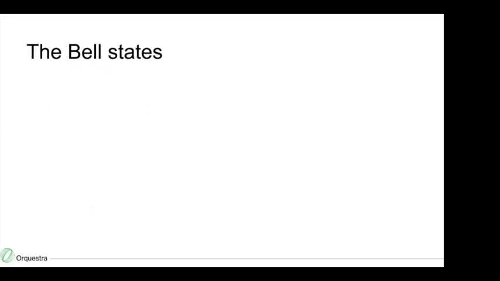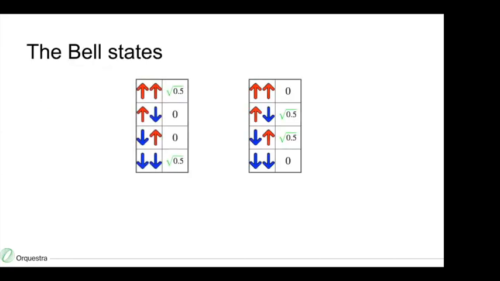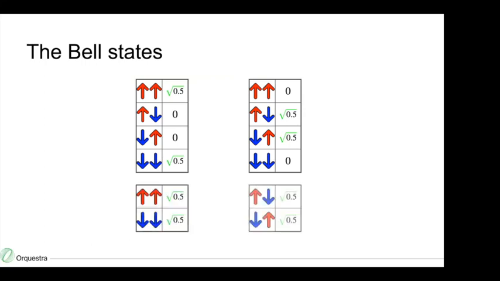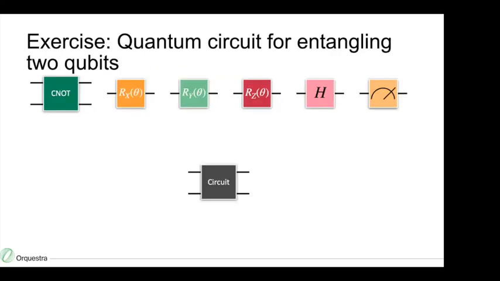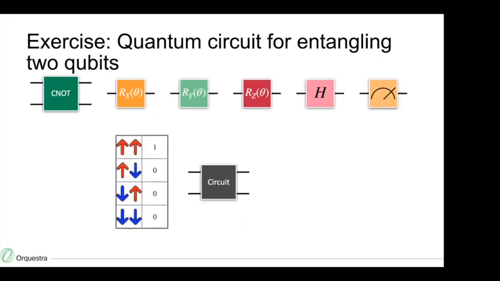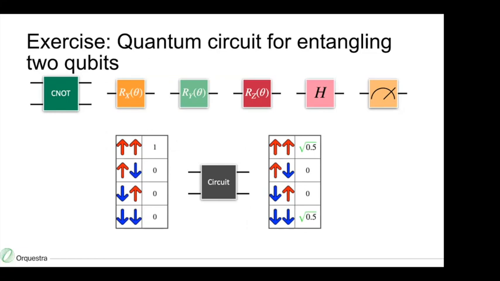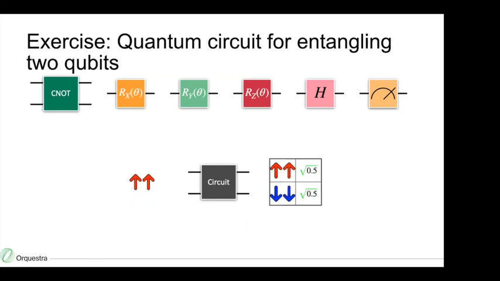So now we have the Bell states, if you remember. They are the fully entangled states. It's either an up, up and down, down superposition, or up, down and down, up. And if you go to the link for the labs, you'll see that the second exercise is trying to find the quantum circuit for entangling two qubits. So can you use these gates, put them together, and make a circuit that entangles two qubits, that you start with up, up, and it gives you a superposition of up, up and down, down?